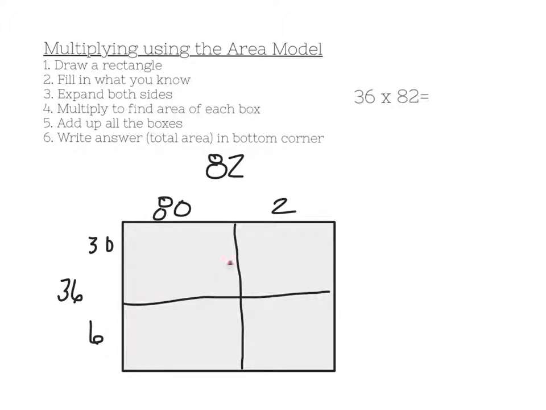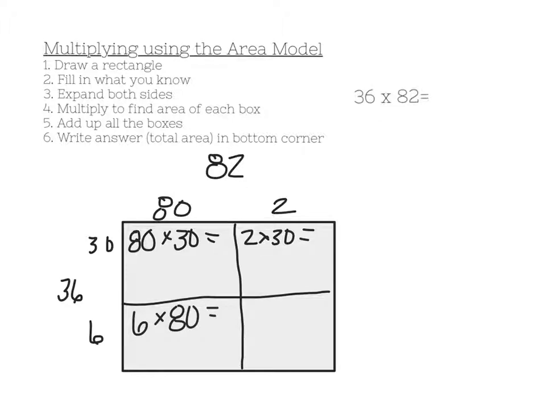So when I look at the first box, my length is 80 and my width is 30. So I'm going to multiply 80 times 30. In this box, my length is 2 and my width is the same as it was over here, which is 30. So I do 2 times 30. In this box, my width is 6 and my length is the same as it was up here, which is 80. So I'm going to do 6 times 80.